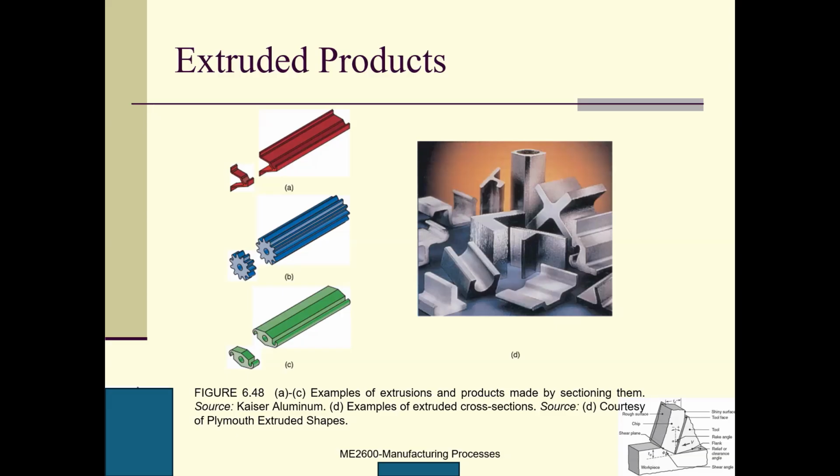So here is another one. This is also a stock, and based on your needs, you can cut this one into multiple pieces. How to get this one? The same thing. You have a die, and on the die you have this desired shape of the orifice. And then you compress the raw material, and then finally you get this one.